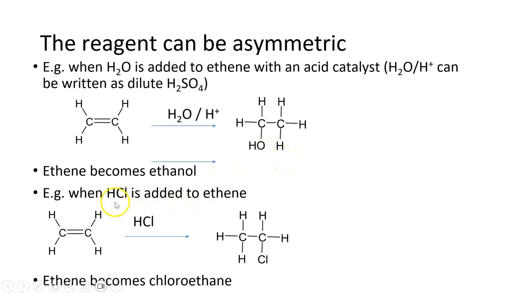Or if you added HCl to ethene, you would add H to one carbon, Cl to another, and you notice in both cases, just as before, the C double bond C becomes a C single bond C. That happens there again. This happens to be called chloroethane.